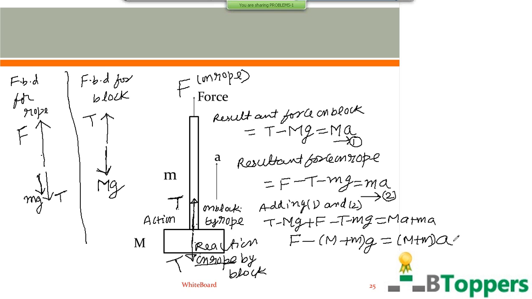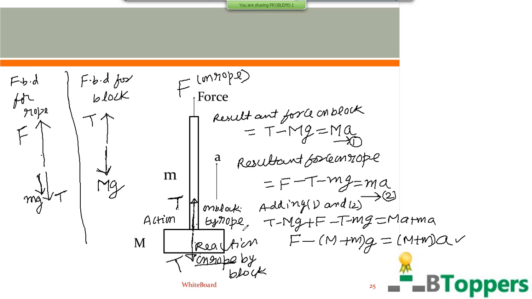You can arrive at this equation directly also, when we consider the rope and block together as one system. In some of the numerical problems, we directly consider the rope and the block together as one system, particularly if you are asked only to find the magnitude of the pulling force applied at the upper end of the rope. Suppose you are not asked to find the value of T.